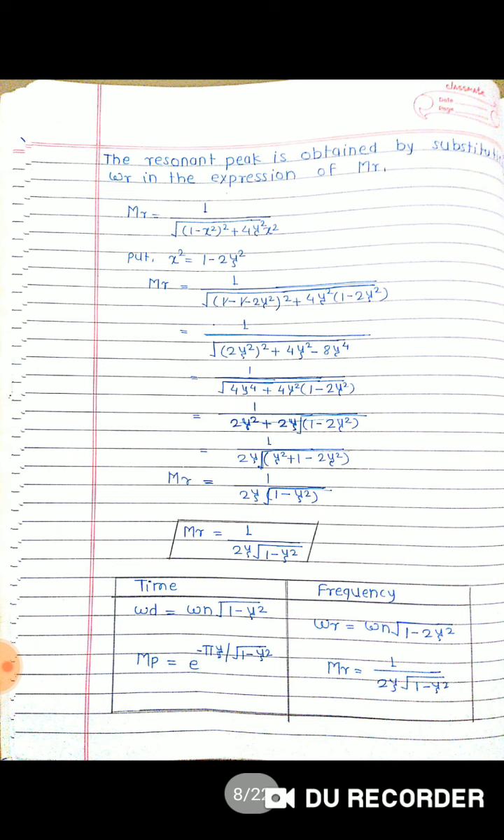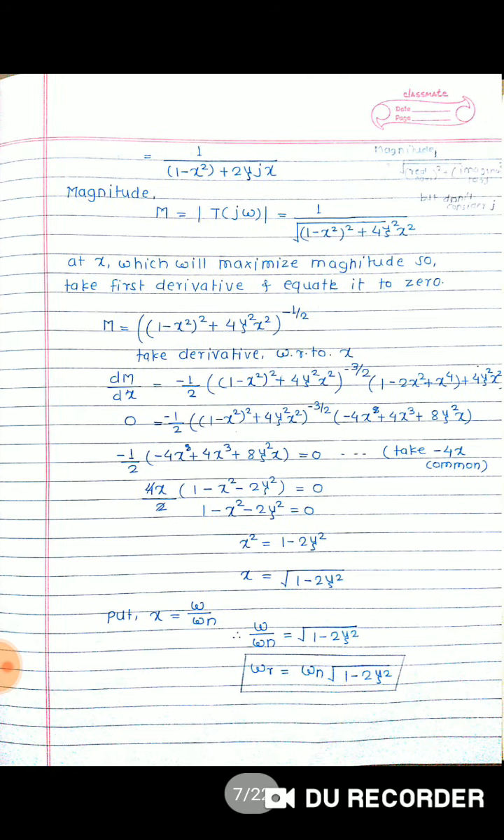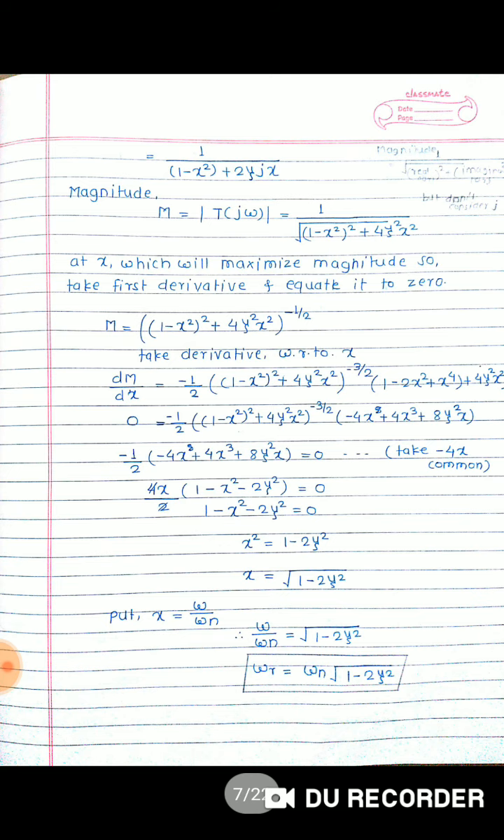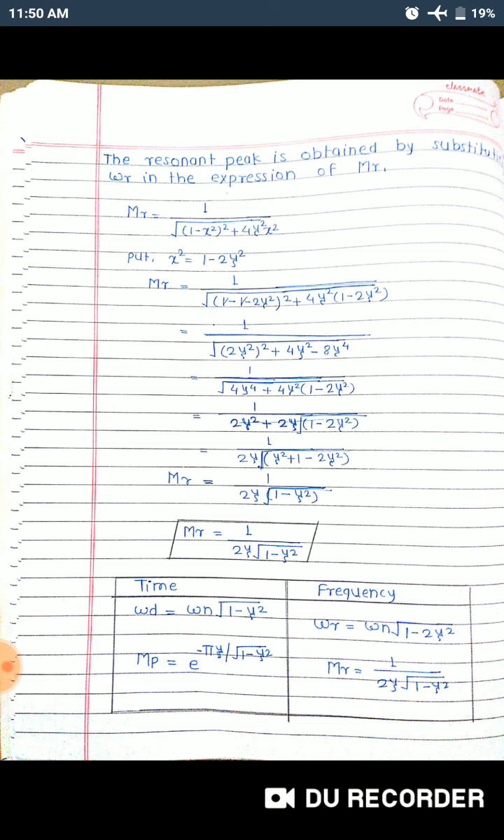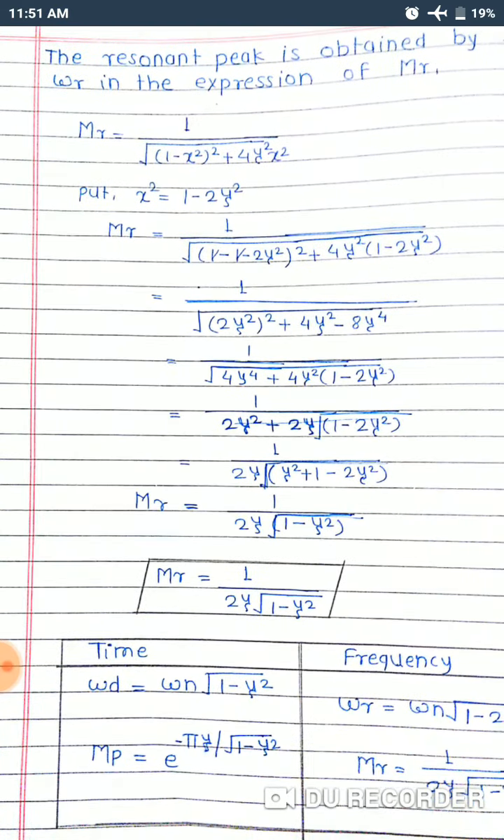The resonant peak is obtained as follows. For the Mr, we have taken Mr is equal to 1 upon root over, same formula we will use here, 1 minus x square, square, plus 4 zeta square into x square. We'll put the value of x square that we got in the last step, x square is equal to 1 minus 2 zeta square, as we want to find the equation for the Mr also. Then Mr is equal to 1 divided by, after putting x square is equal to 1 minus 2 zeta square, we got the next step. We have to simplify it by putting that x square value. After simplification we got Mr is equal to 1 divided by 2 zeta root over 1 minus zeta square.